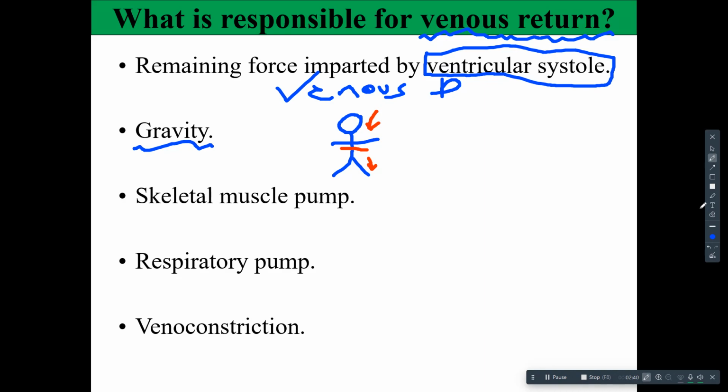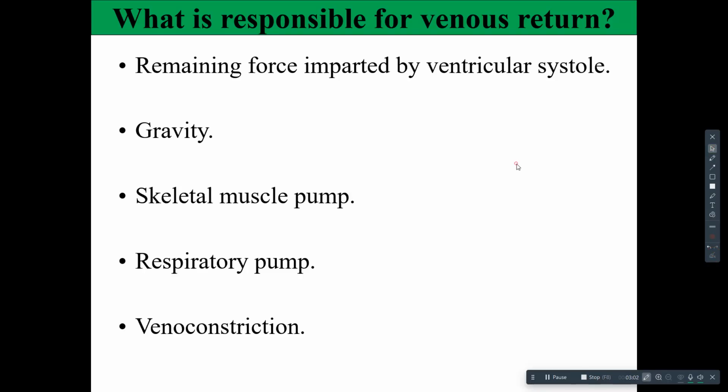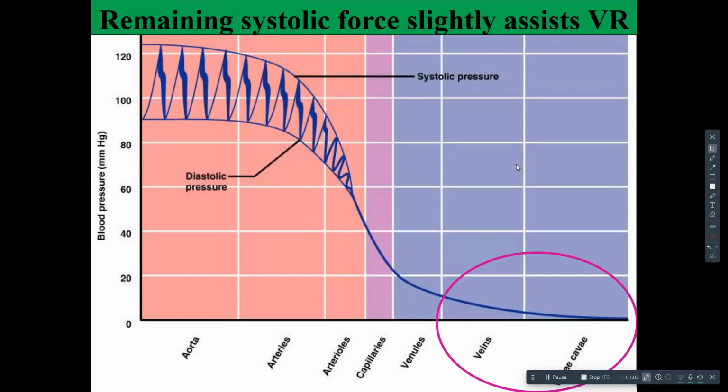Now there are two other things that are acting to pump blood. There is something called the skeletal muscle pump, and then something called the respiratory pump. We're going to go over these. And then there is venoconstriction, which as its name implies is the constricting of the vein. So let's go over all of these things, starting with that remaining pressure.